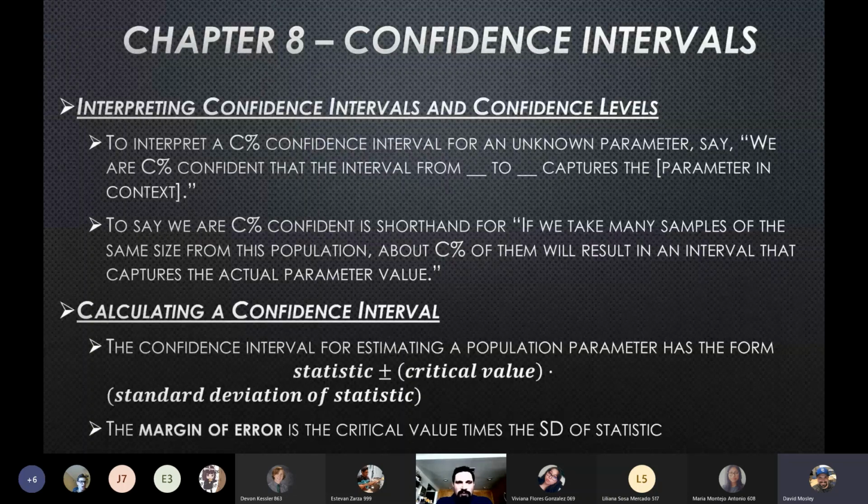When calculating a confidence interval, the confidence interval for estimating a population parameter, which could be a proportion or mean, has the form statistic plus or minus critical value times the standard deviation of the statistic. The margin of error is the critical value times the standard deviation of the statistic.